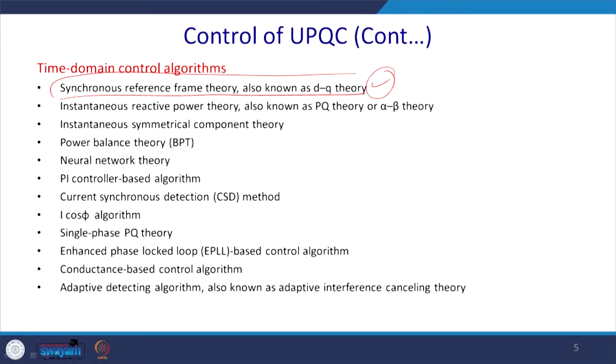Thereafter, the instantaneous reactive power theory proposed by Akagi in 1984, and it is also known as the PQ theory or the alpha beta theory. So, this theory can be extended to the single phase system. Instantaneous symmetrical component theory, so we can split this unbalanced current into the positive and negative sequence and the zero sequence. Positive and negative sequence for the three phase system, and positive, negative and zero sequence for the three phase four wire system.